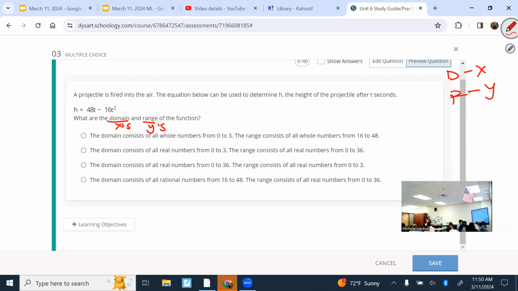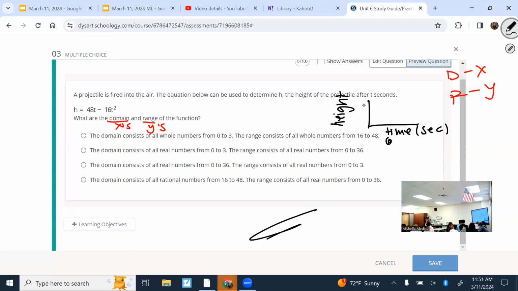So think about the two things being compared. We have height and time. What needs to go on the x-axis? Time. Time is almost always on the x-axis. So that should help you out, hopefully. And height will be on my y then.